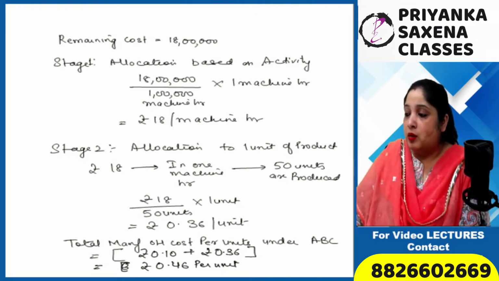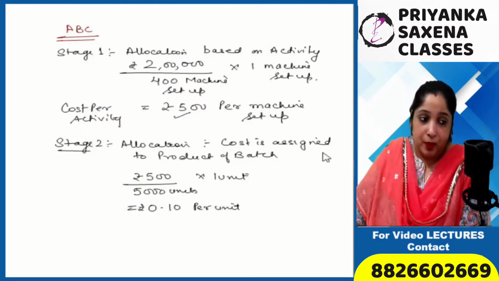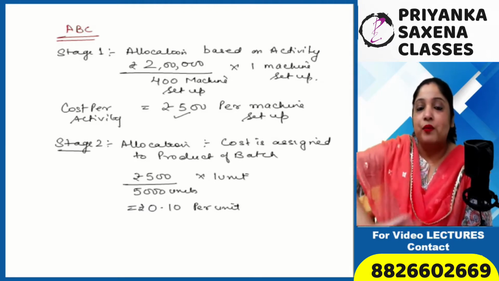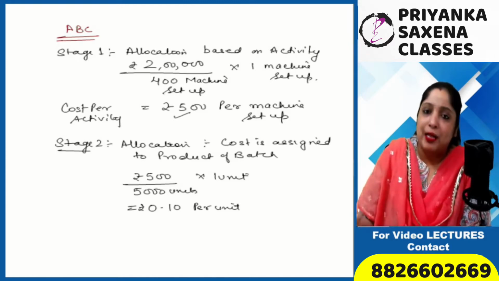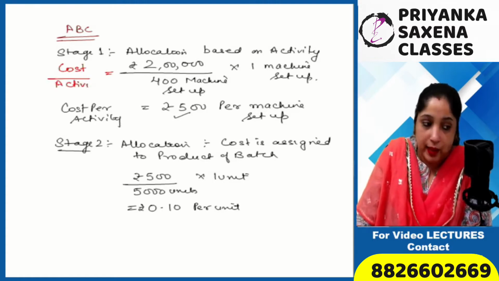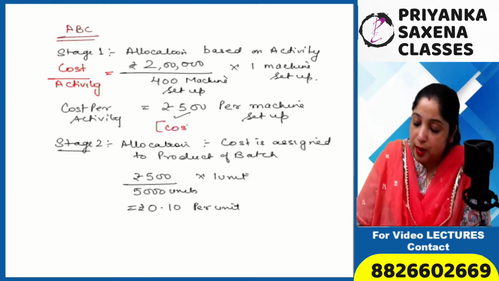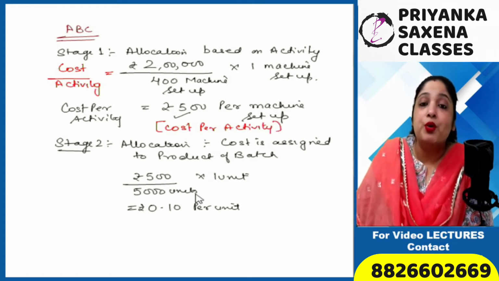Now, just to make it a more fancy and decorated concept, let us give them some formulas. Now how did you do allocation? Allocation was done in 2 stages. One is your activity allocation, then your product allocation or batch allocation, whatever you can call it. Now this was the cost and this was your activity, right? So you divided cost per activity. Then you divided the cost per activity with the number of units produced during that activity.